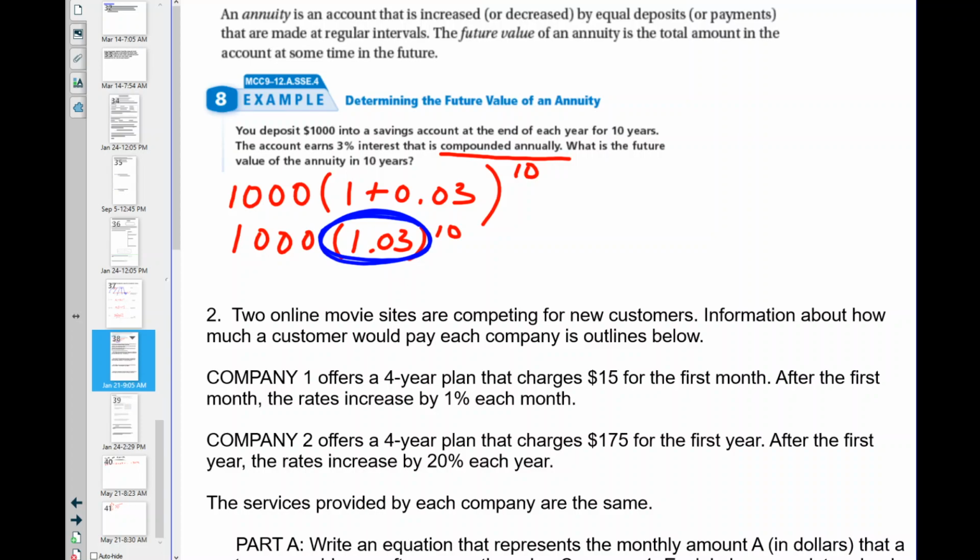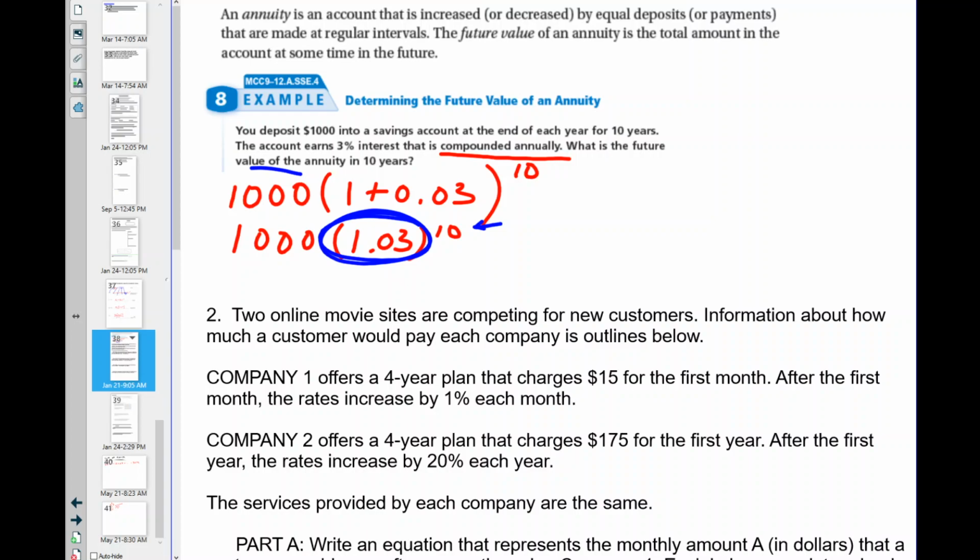This is not the formula I'm going to use here. What this would work for is if I wanted to know how much I put in on that 10th year. That would tell me what that last payment would be. But I want to know how much I'm going to have in total. What's the total value going to be?